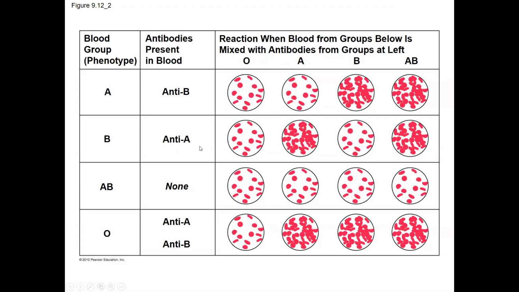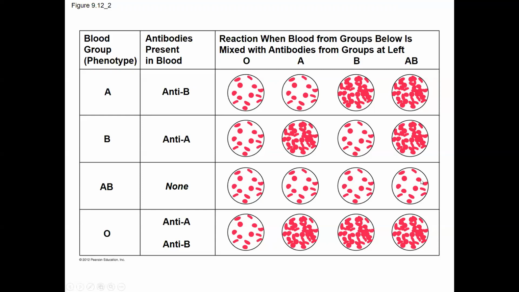Same is true for type B, in that you have anti-A antibodies in your blood. So you can only receive type O and type B blood. If you were to receive anything with an A, so type A or type AB, that blood would clump and it would harm the individual. Now, type AB blood has no antibodies, meaning that they can receive blood from anyone.